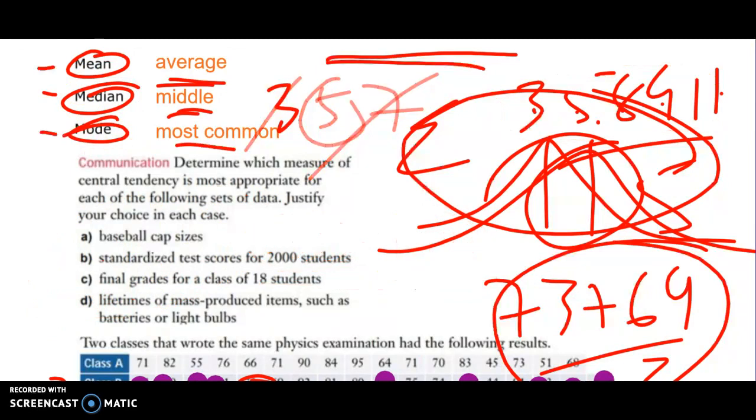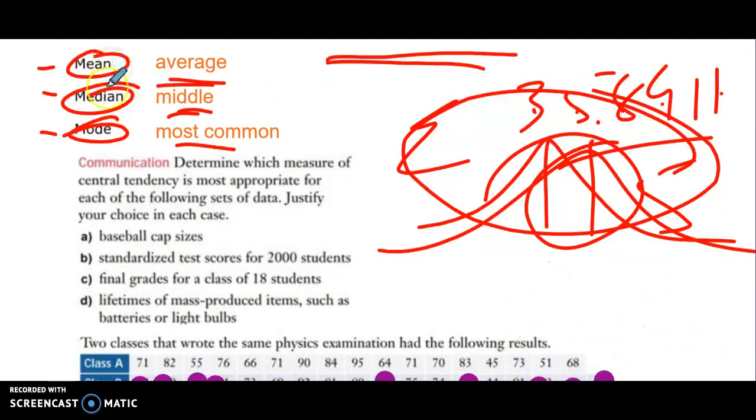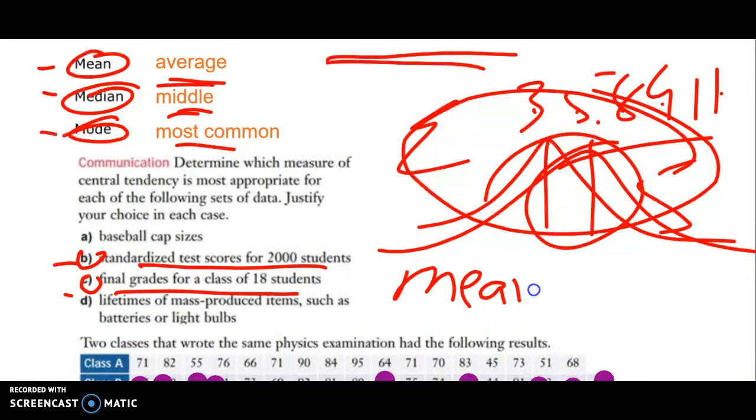Okay, so let me just delete a bunch of this stuff and talk about when we use these and why we use them. You'll probably be able to do B and C kind of quickly. So if you talk about standardized test scores or grades, most of the time we're talking about your average, or your mean, or your median. Class median is also used. Not so much for yourself. We don't do that for your grade.